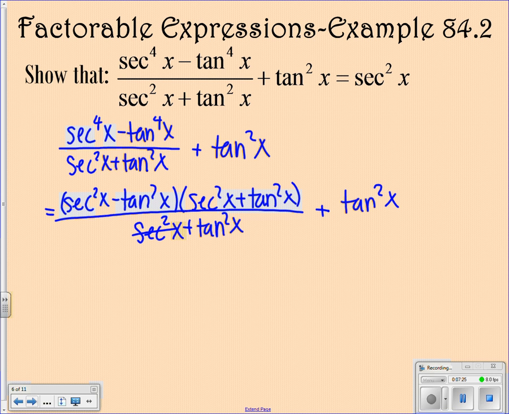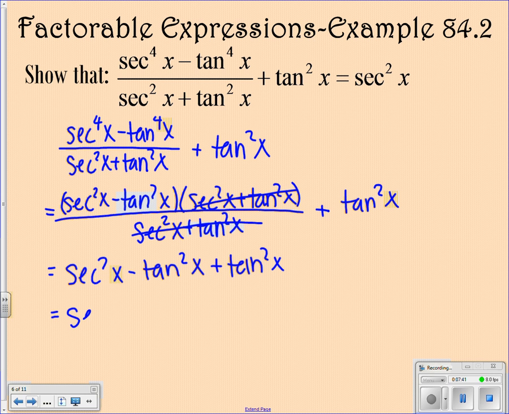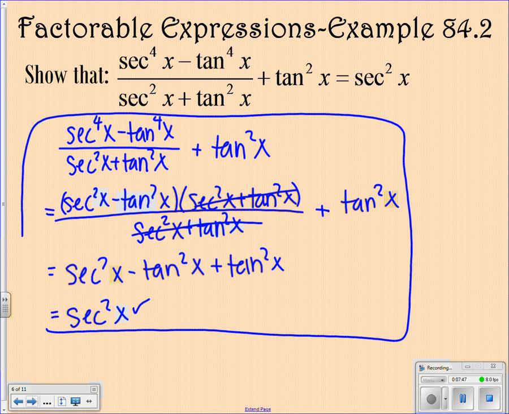So the secant squared x plus tangent squared x will cancel, and I just have secant squared x minus tangent squared x plus tangent squared. And now negative tangent squared x plus tangent squared x goes away, and I'm just left with secant squared x, which is what they gave us. So all of this would be your answer. Okay, so that's how you would use factoring to help you with that show that.